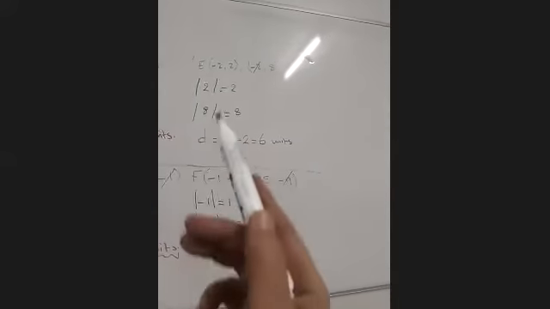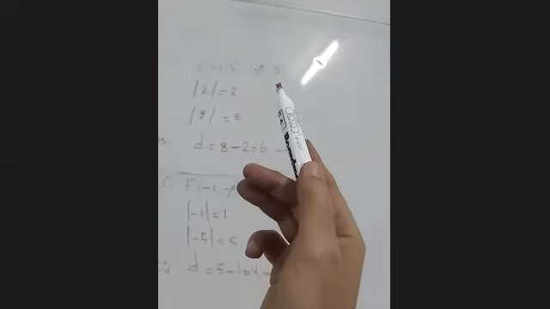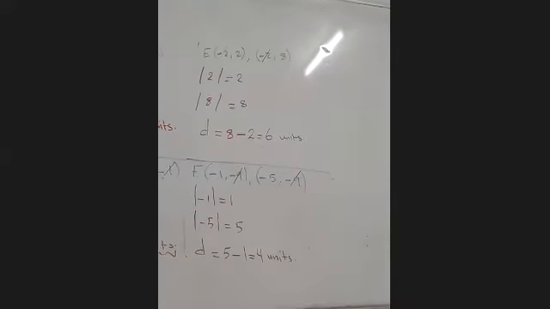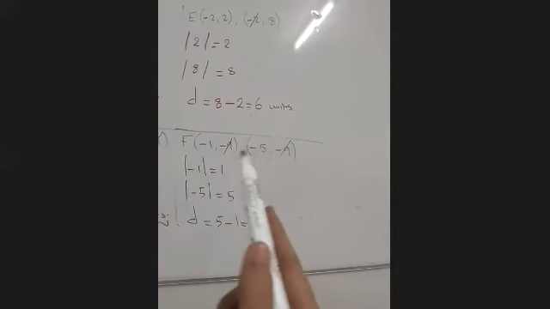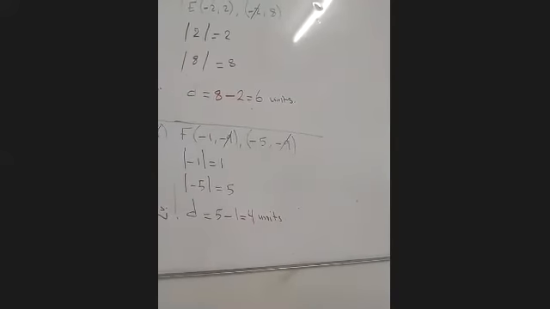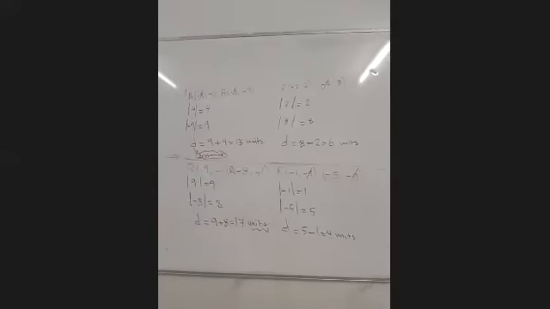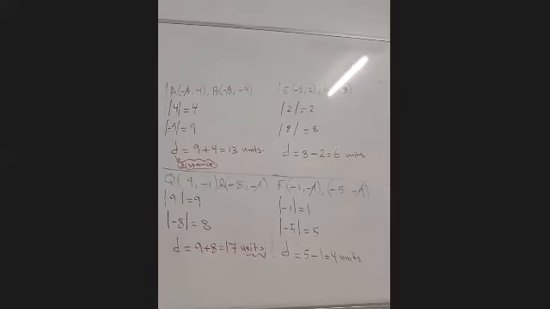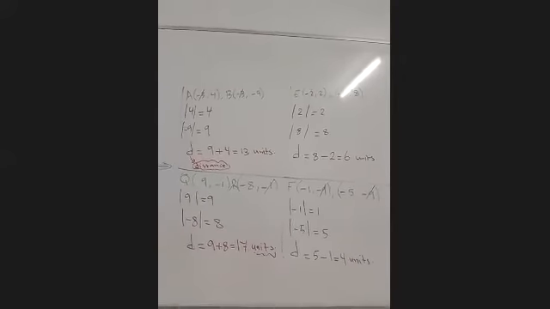Here, 2 is positive, 8 is positive, similar signs. I subtract the absolute values. Here, 1 and 5 are negative both, similar signs. I subtract the absolute values. This is how we find the distance between any two points.